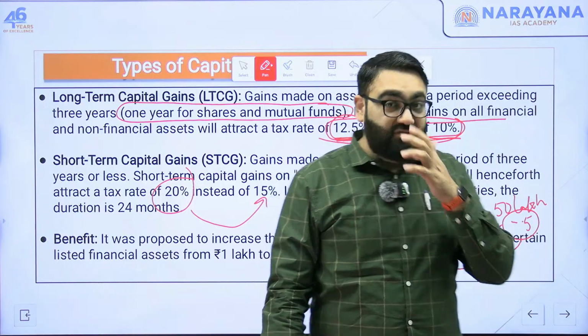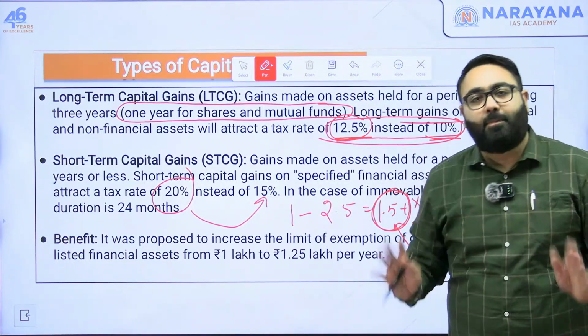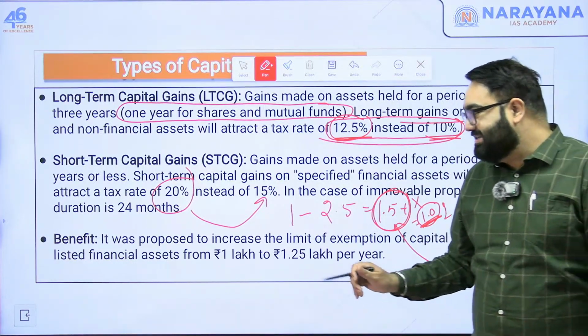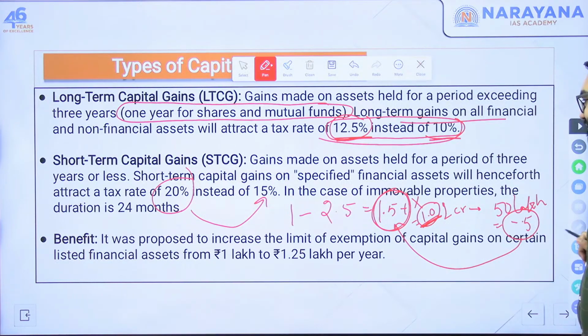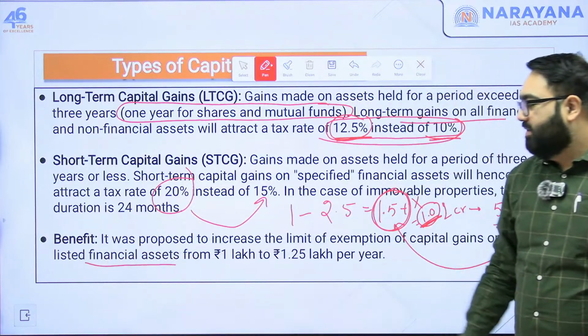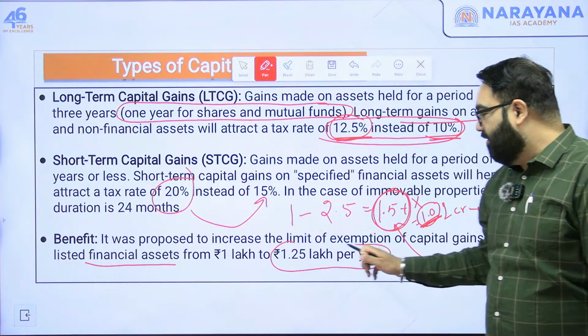So there is an offset option that is available. Also, it is not imposed on all the profit. There is a certain amount of money that the government lets go. So the government says that the increase in limit on certain listed financial assets, meaning stocks and shares, etc., will only be after 1.25 lakh of profit per year.